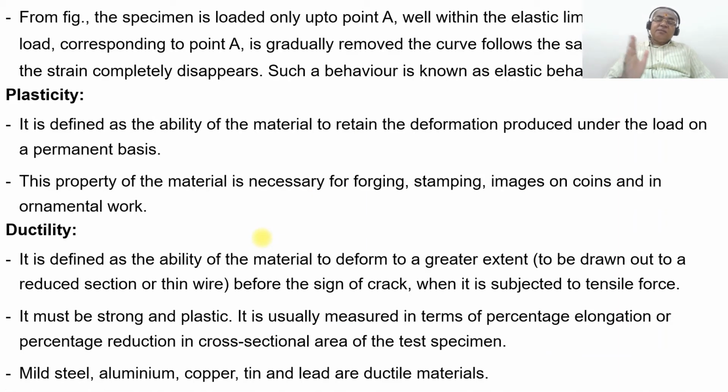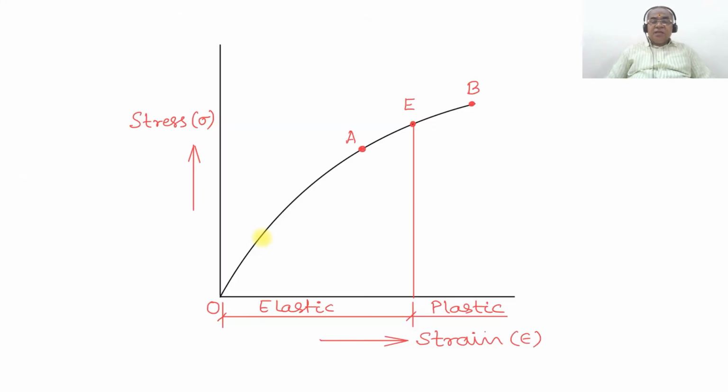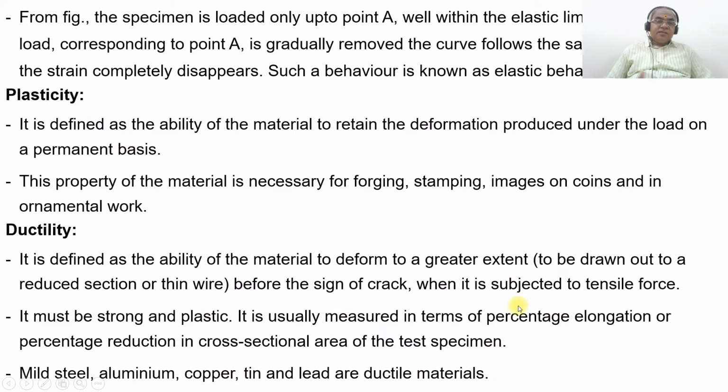This is how the elastic behavior works. The next behavior is called plasticity. Plasticity is when the material undergoes permanent deformation. It is defined as the ability of the material to retain the deformation produced under load on a permanent basis.